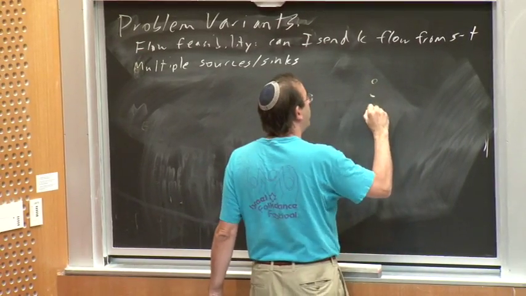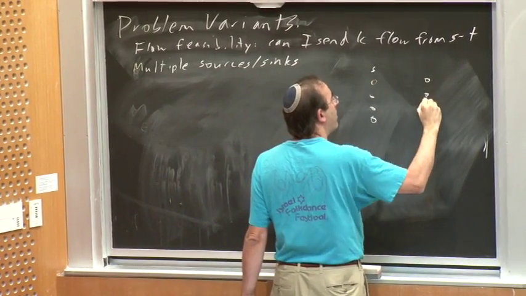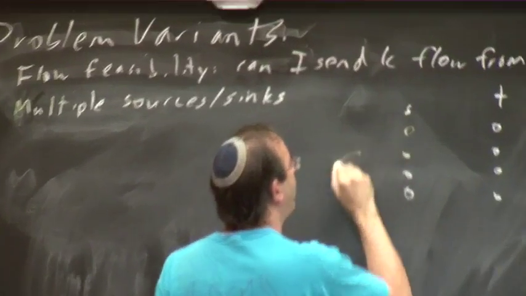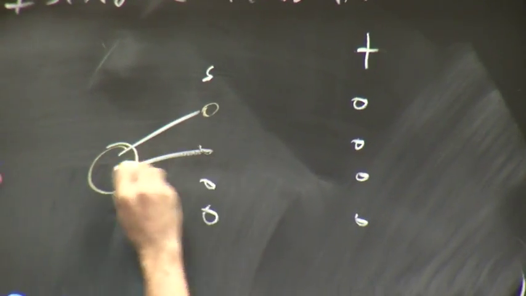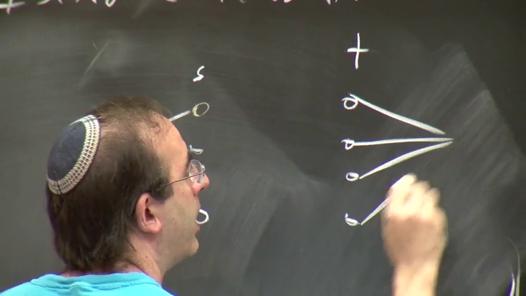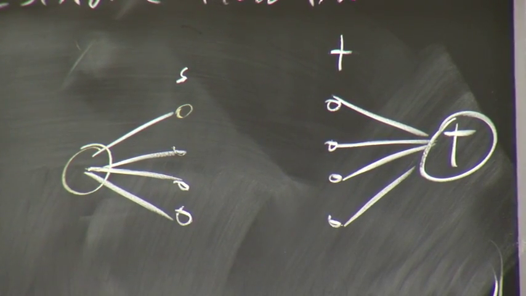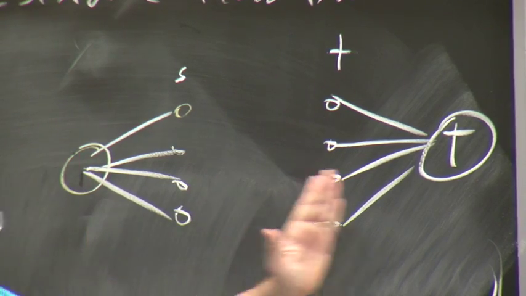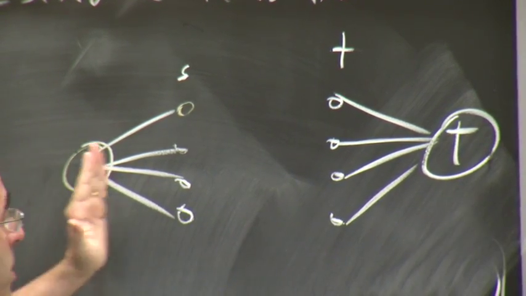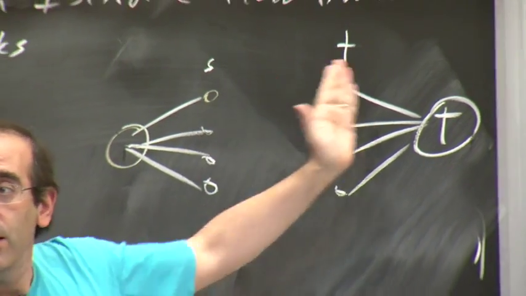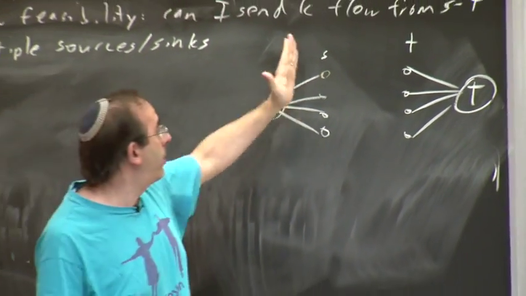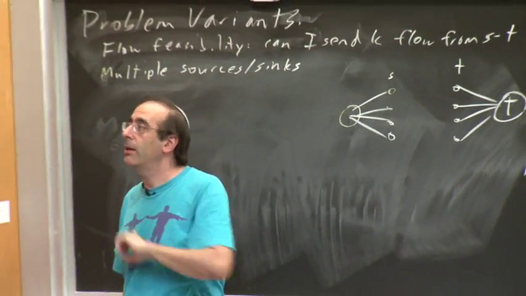Good. So for this one, what I do is I take all of my hypothetical sources, my hypothetical sinks. I create a giant super source and a giant super sink. And I now solve the max flow problem from this one source to this one sink. Why is this solving the original problem with the multiple sources and multiple sinks? Yeah?